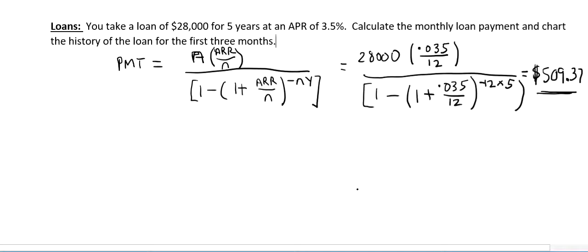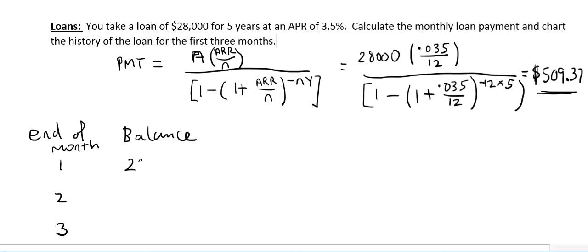Now, we want to look at the history of this loan. If we have to pay this every month, what's happening to my loan? So we're going to make a little table here where I'm going to use this first column as end of the month. And we have 3 months, so let's go month 1, then month 2, then month 3. And we're going to look at the balance on my loan every month. For example, initially what I owe is $28,000.